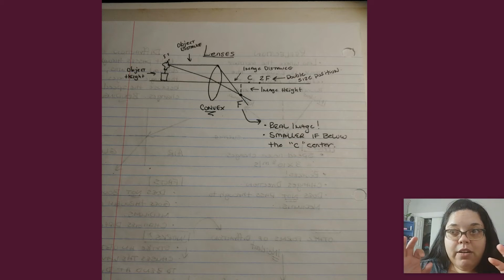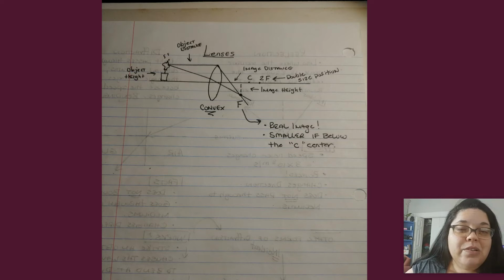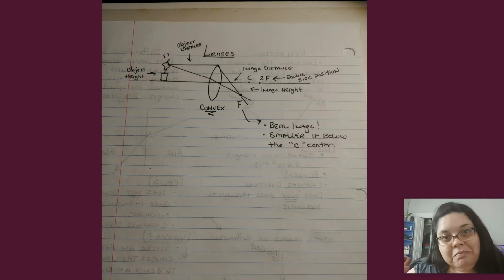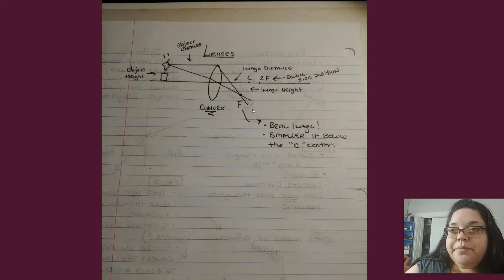Your eyes are a convex lens. They see things that go through at a focal point, which is the back of your eyes, that is upside down and backwards. Your brain translates that and flips everything right side up and forward so that you can understand it. This is what we call the real image, and it is smaller.